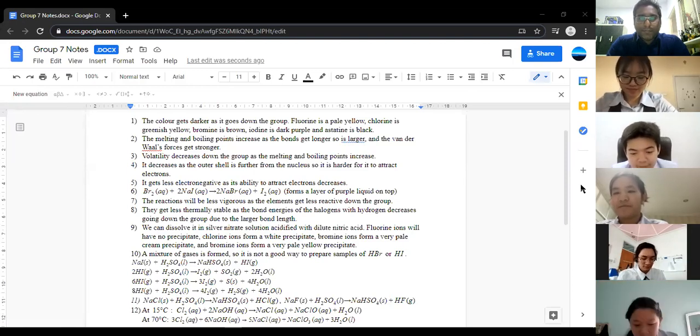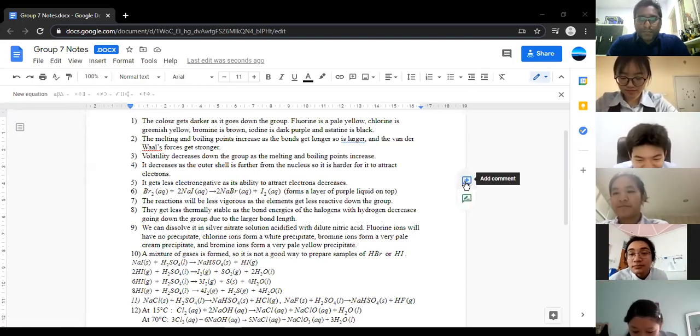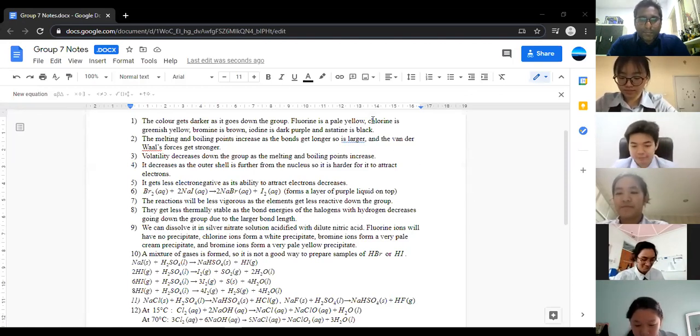Their colors get darker down the group as they have low ionization energy. Thereby, the electrons get excited by absorbing visible region of light. Ionization energy is inversely proportional to atomic radii, so lower energy light towards the color red is absorbed, so the color deepens.